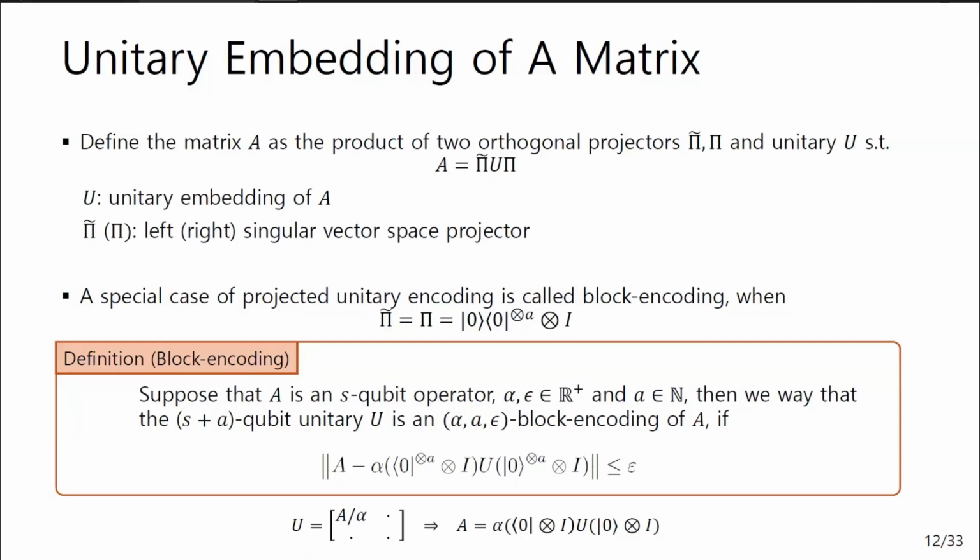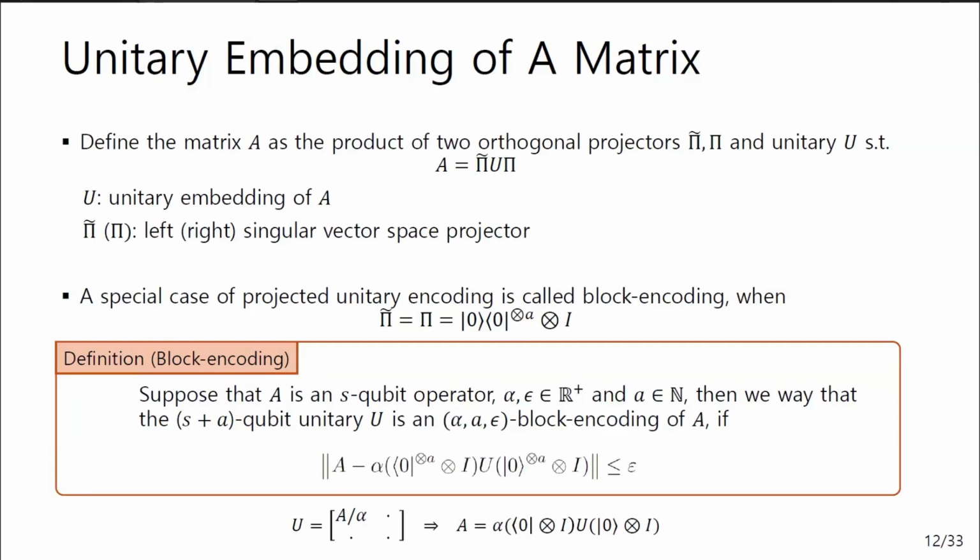Let's define the matrix A as the product of two orthogonal projectors, pi tilde and pi, and a unitary U, such that A is equal to pi tilde times U times pi. And we call U the unitary embedding of A, pi tilde the left singular vector space projector, and pi the right singular vector space projector.